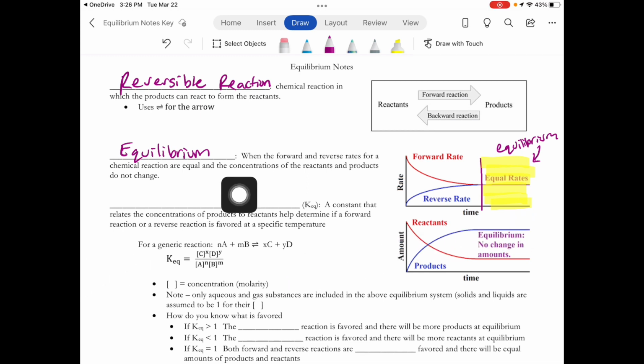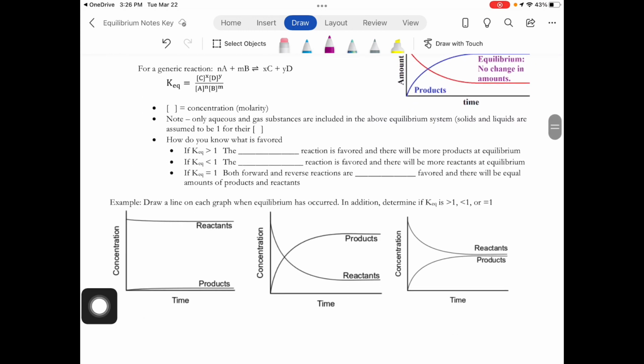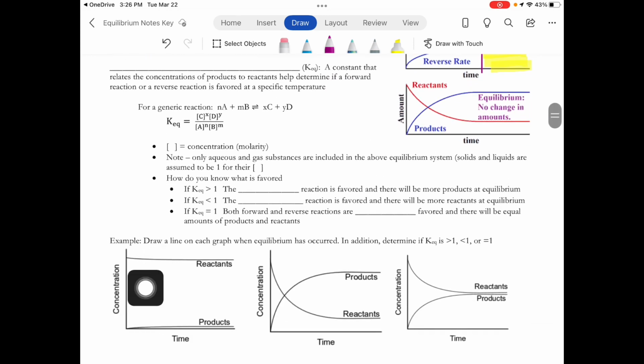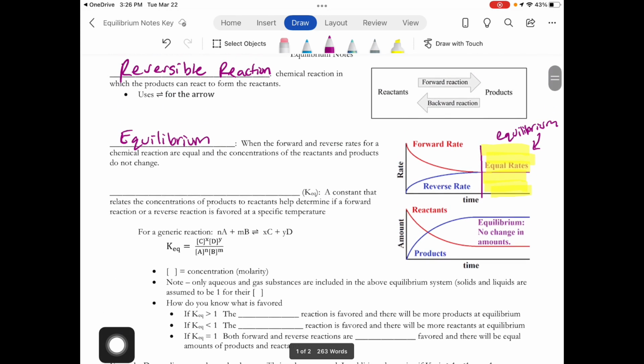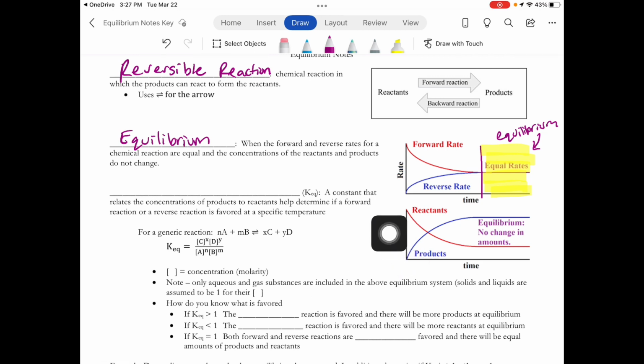And then the second part says the concentration of the reactants and products do not change. So this says amount. Sometimes it might say concentration, like on the ones down there, in these graphs. But at the point where the slopes stop changing, the reactants are decreasing in amount and the products are increasing in amount in this graph. So at about right there the slope gets to zero in both. This, once again, is when we have equilibrium.